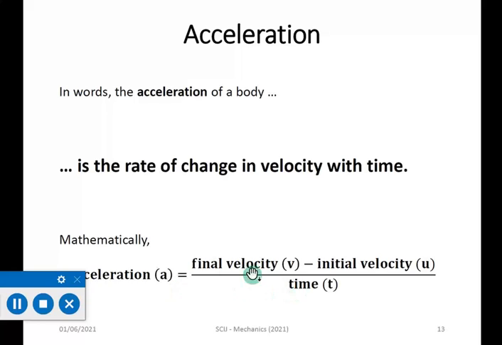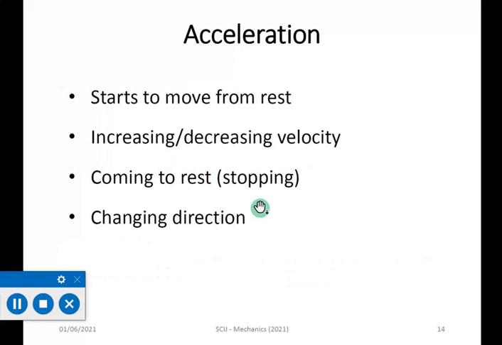And mathematically, we can say it is the final velocity minus the initial velocity divided by the time taken for the speed to change from the initial to the final. So we assume the object was moving initially, then all of a sudden it changed its speed from the initial to the final. This time here refers to the time it took to change from the initial speed to the final speed, not the time for the whole journey. So take note of that. This is how we calculate acceleration.